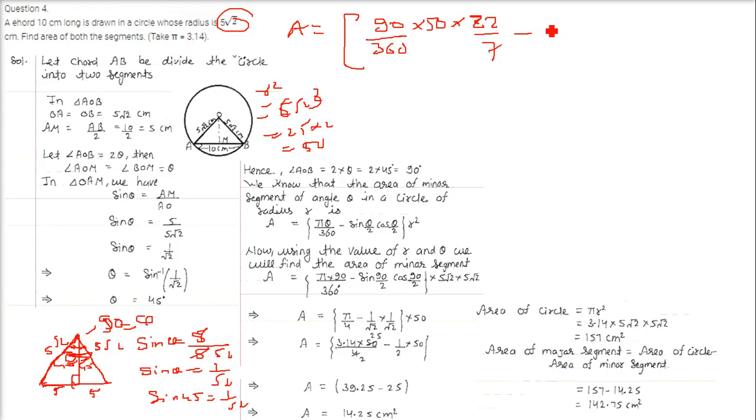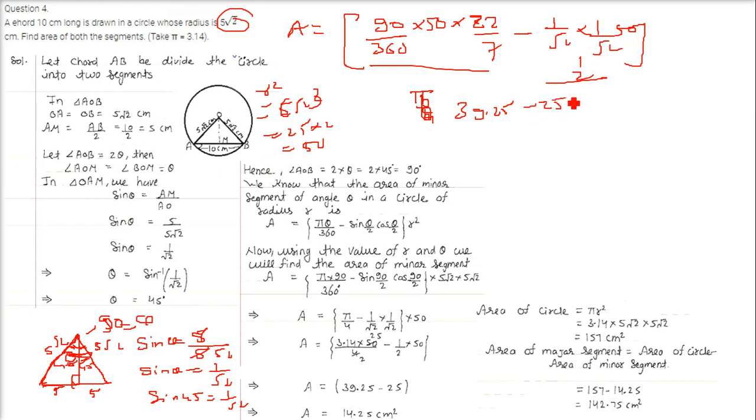This is done. Now coming to sine theta by 2, cos theta by 2, sine theta. Theta is 90. Sine 90 by 2, that is sine 45. And cos will be same, cos 45. So it will be 1 by root 2 into 1 by root 2, which eventually comes to be 1 by 2. So when you solve it, this will be pi by 4 and this will be, let me directly write the value. This one will be 39.25 and this will be, of course, your 50 is inside. So you get 50 by 2 minus 25. So you get 14.25. And this is the area of the minor segment, this segment.